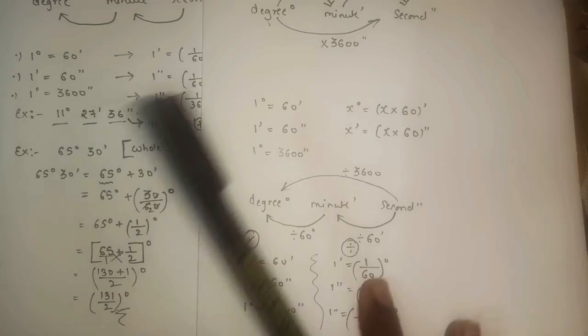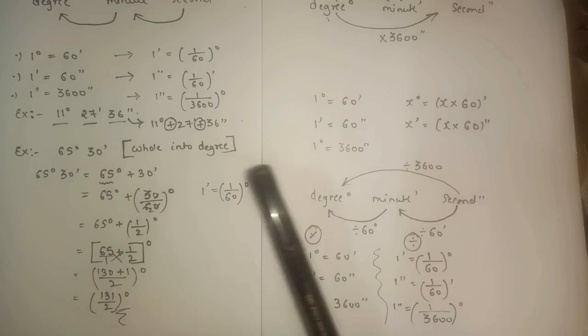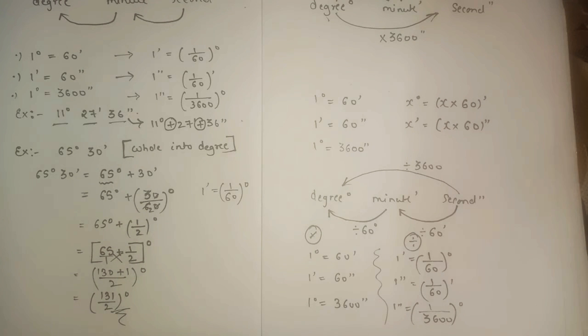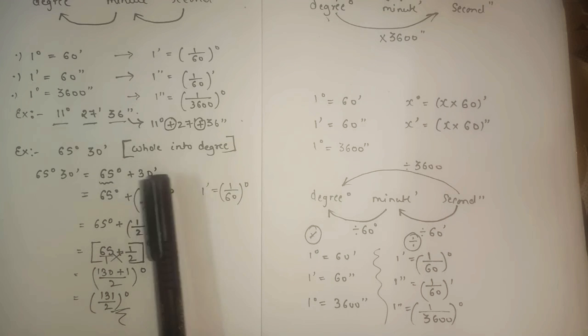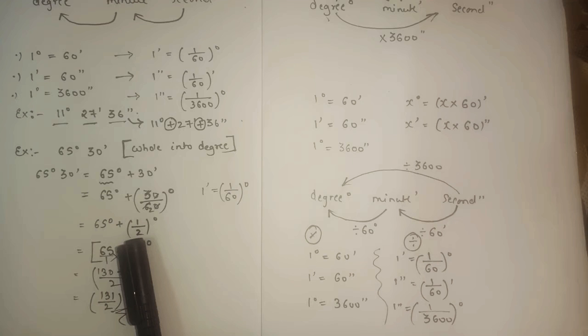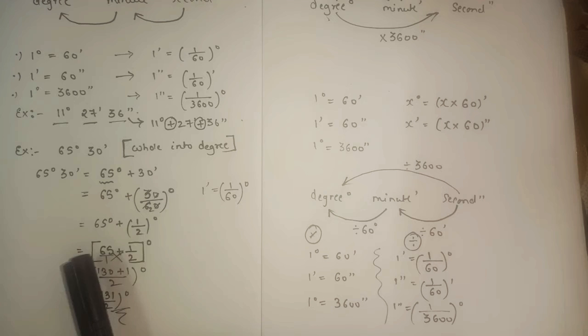So here we have the relation, that is 1 minute is equals to 1 upon 60. As you divide that number by 60, that minute will get converted into what? Degree. So that only I did here. I divided this number by 60, so that minute got converted into degree. So here we got 1 by 2. As both the numbers are in degree, we can write this part as 65 plus 1 upon 2 degree. After that cross multiply, so here we got 131 upon 2 degree. I hope you all understood the method and the process of how to find the answer.